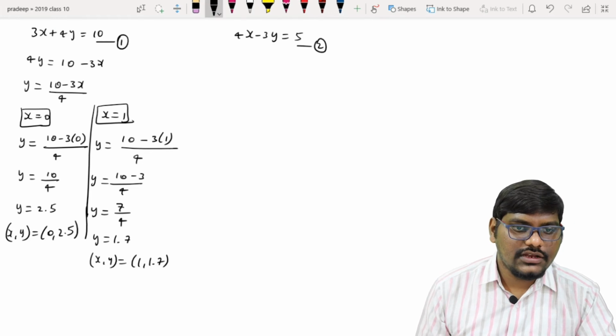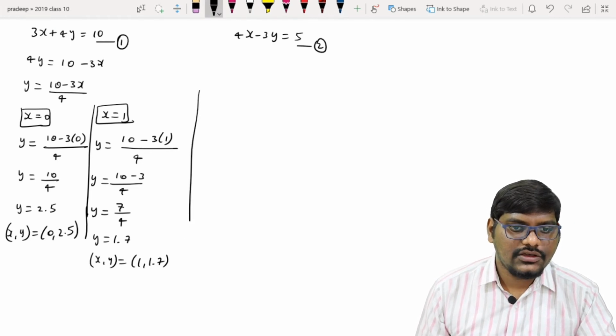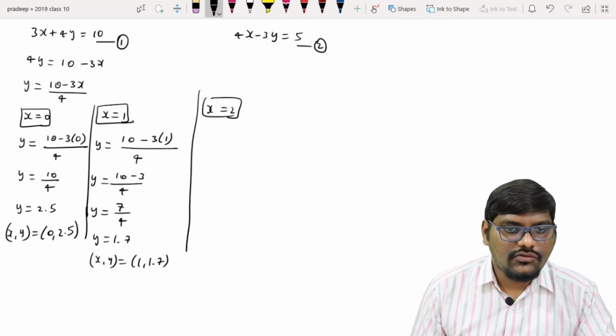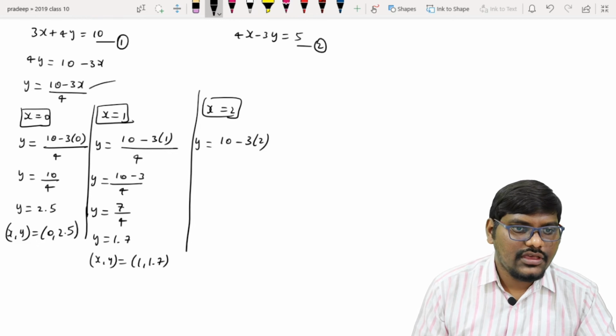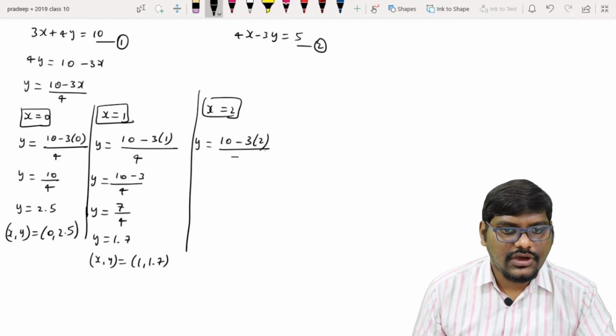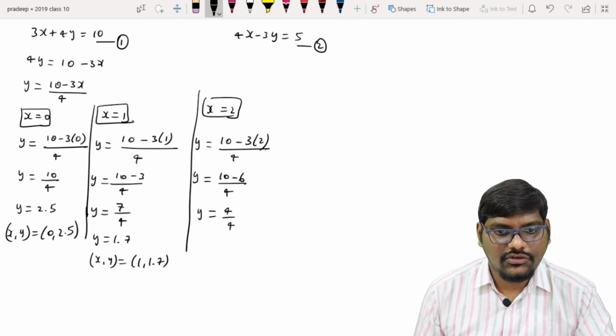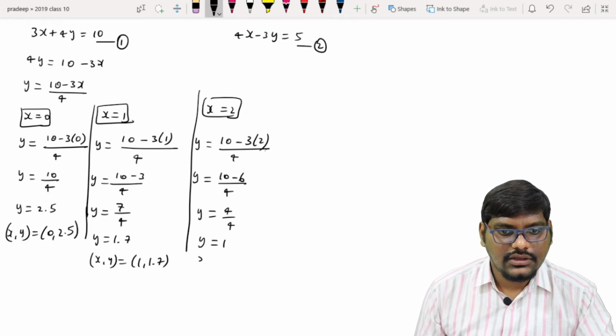Okay, so let's take one more point, that is x equal to 2. So y is equal to (10 minus 3 times x), in the place of x I'm substituting 2, by 4. So I'll get y equal to (10 minus 6) by 4. So y is equal to, how much will we be getting? 10 minus 6 is nothing but 4 by 4, which is y equal to 1. So x comma y will be 2 comma 1.